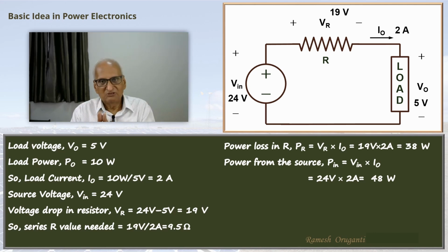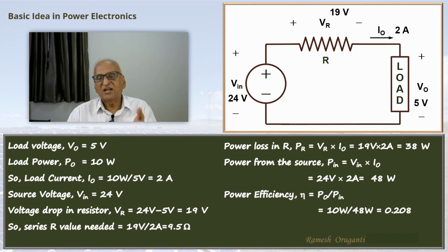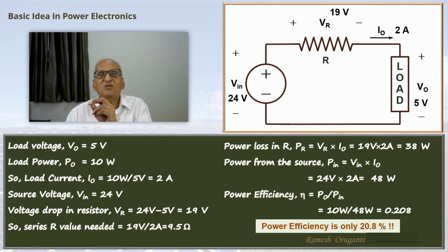Efficiency is poor. What is efficiency? The output power divided by the input power. The output power is PO, the input power is P in, and efficiency is eta. So you can easily calculate this as 10 watts by 48 watts, which is close to 20%. So it's a pretty inefficient way to do it. Before we go on to see what the basic idea of power electronics is, let us delve into this particular approach a bit more.